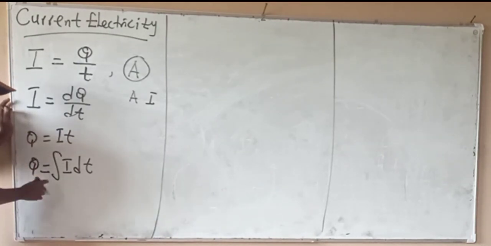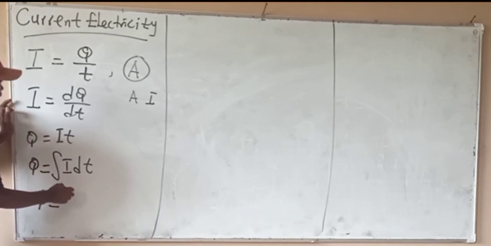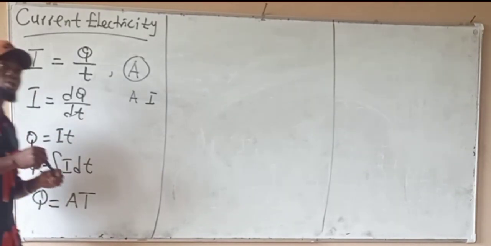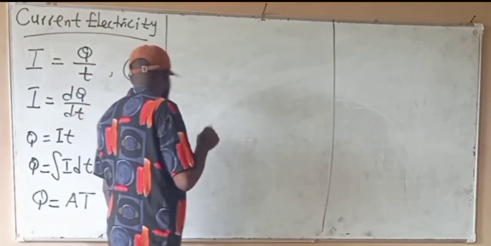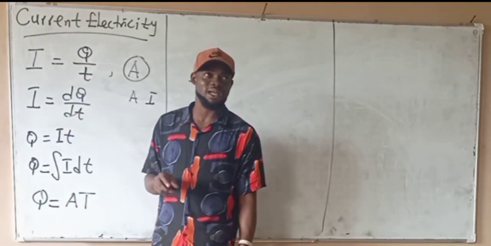So the dimension of this current now: what is the dimension of the direction of charge, what is the direction of current? It's either A or I. So we have A. Now what is the dimension of time? Capital letter T. So time is also a fundamental quantity.